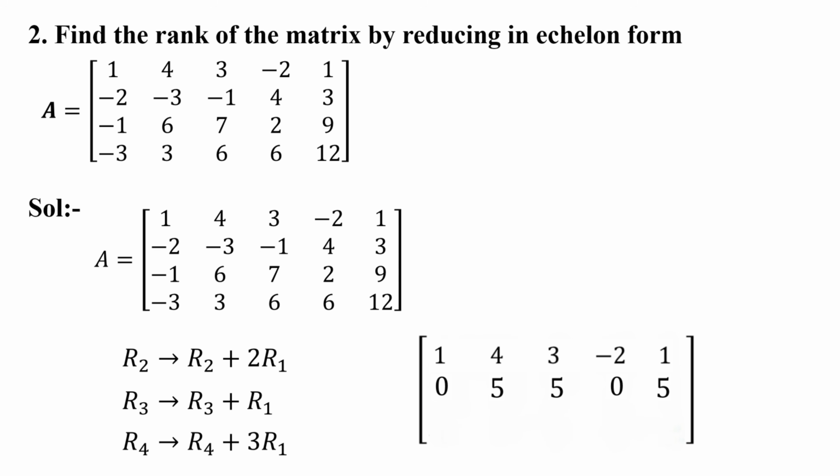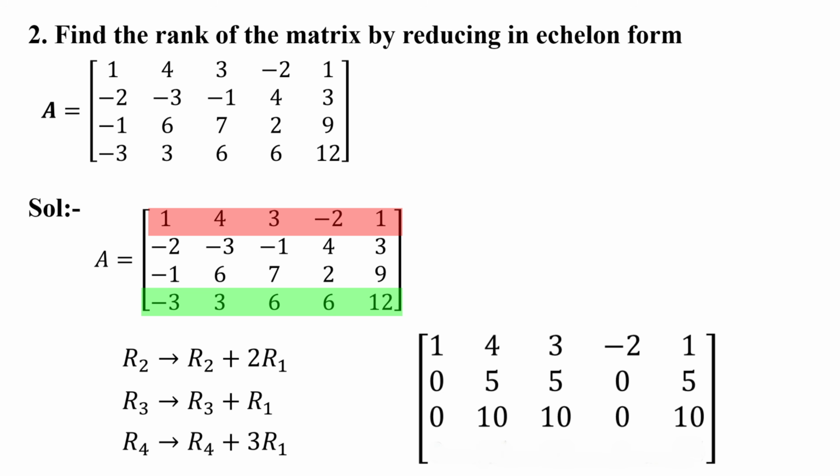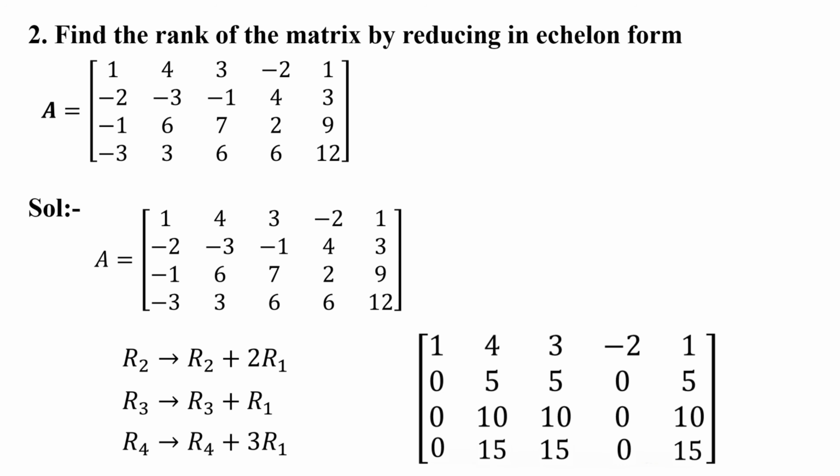For the third row, R3 plus R1, we get minus 1 plus 1, 6 plus 4, 7 plus 3, 2 minus 2, 9 plus 1. For the fourth row, the operation is R4 as R4 plus 3R1. So minus 3 plus 3, 3 plus 12, 6 plus 9, 6 minus 6, 12 plus 3.